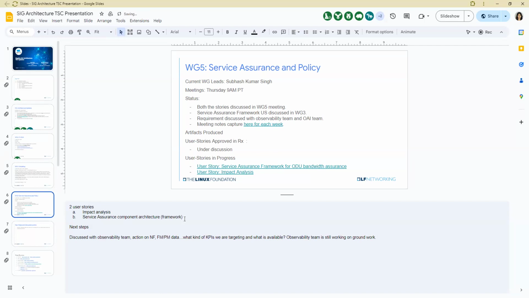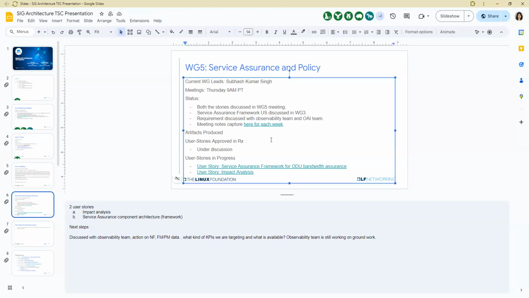But at least for R3, we have a backup plan, meaning currently we could avoid the dependency on the observability. But for R3 plus, there definitely has to be some convergence between service assurance and the observability. They should go hand in hand, so that we need to work on.